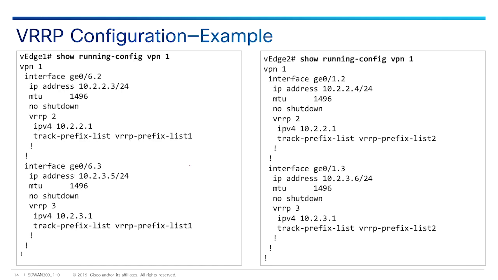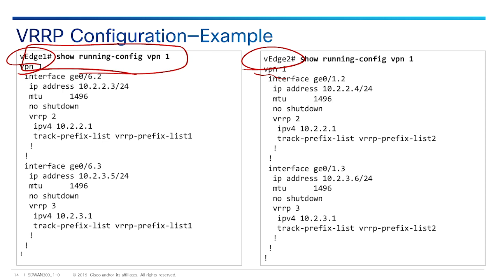All right. And here's a VRRP configuration example. Let's see. We have interfaces. So we're looking at VPN 1, which is an inside service VPN. Okay. This is vEdge 1 and this is vEdge 2. All right. Here's our VRRP and our group number. Notice those have to match, otherwise the two of them will not participate in VRRP together. Here's our virtual IP address. Remember, it's the same. Notice that these two are on the same layer 3 subnet. So they're on the same subnet, so they're able to talk directly to each other.